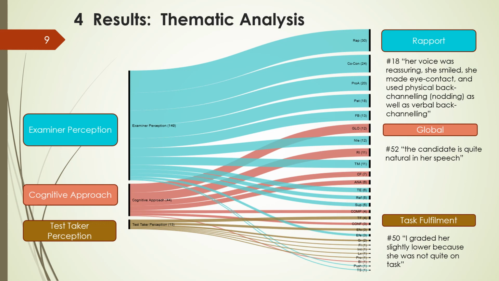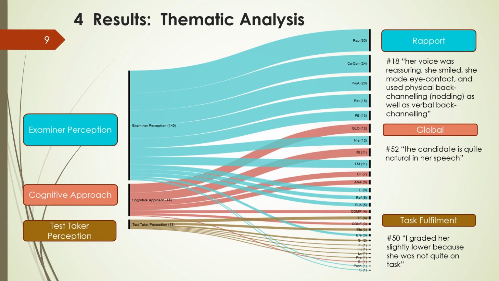The cognitive approach theme consisted of 6 subthemes which categorise the ways that raters mentally process performances to arrive at judgments. The most frequent cognitive approach from this dataset was termed global. Raters tended towards overall impressions of language performance rather than citing specific criteria as evidence of proficiency. An example of the global approach would be in rater 52's comment. The candidate is quite natural in her speech.